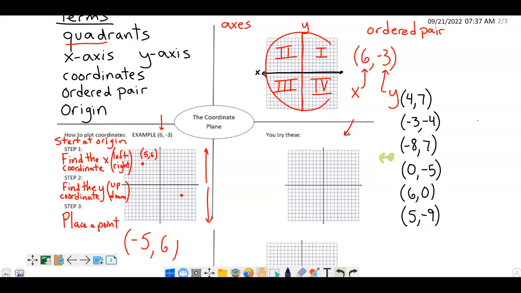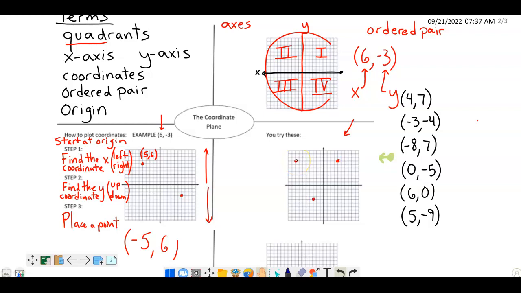All right, hopefully you got all your points down. Let's check them out. 4, 7. I'm going to start here 4. All right, there's 4, 7. -3, -4 is there. -3. And then I go down 4. And then -8, 7. I go right there.